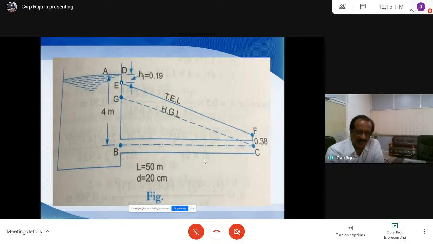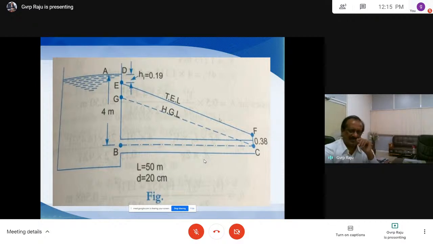So from here to here, you can draw a point here. This is 0.5 V square by 2g. The velocity of the water which is entering here is V, so this is 0.5 V square by 2g. And from here to here, this is the friction loss. Again at the end, this is also very clear. This is the exit loss. Exit loss is V square by 2g. So this is V square by 2g, this is 0.5 V square by 2g, and this is the friction loss.